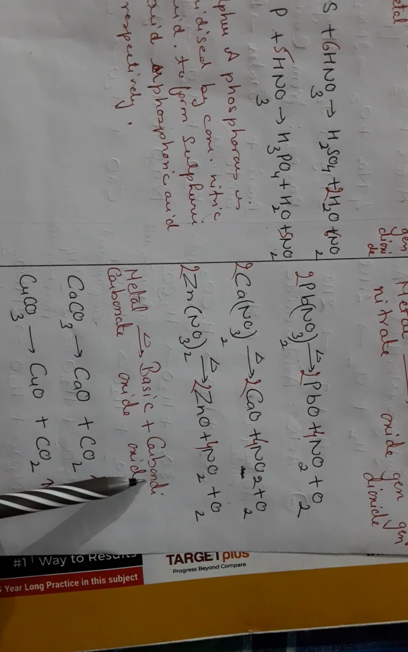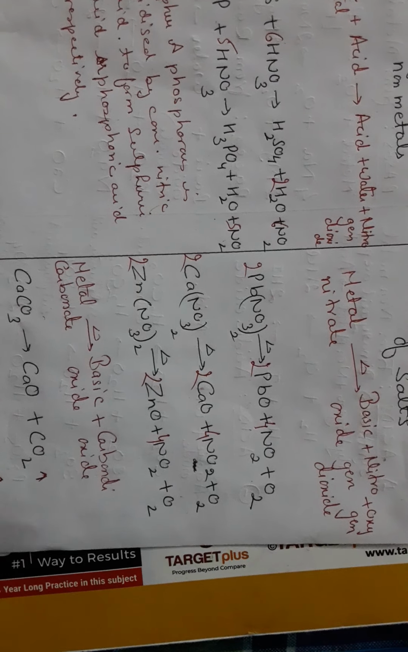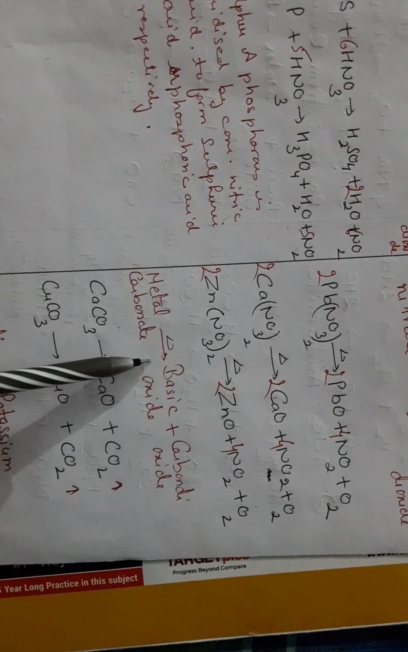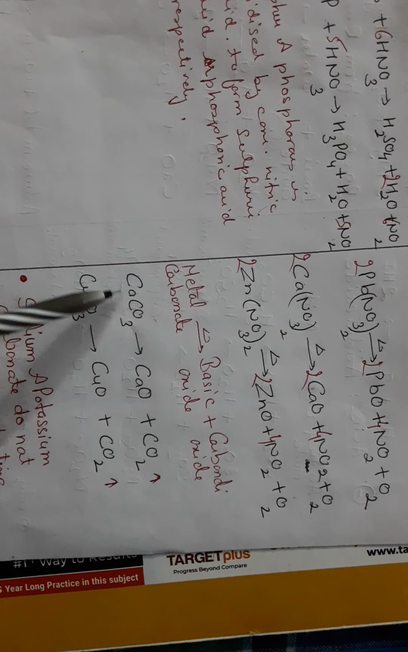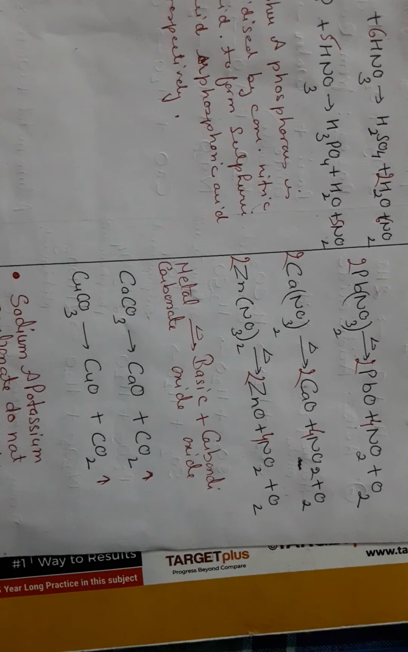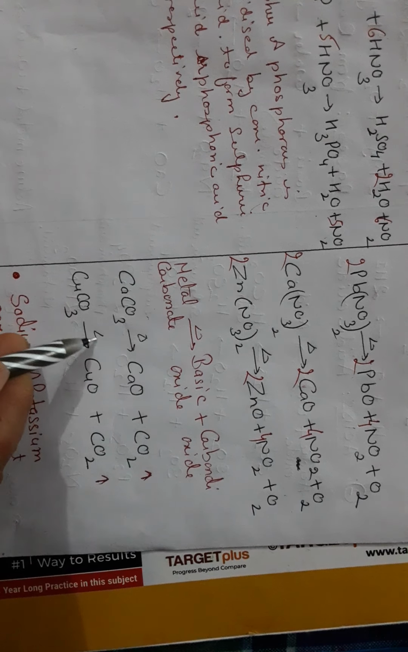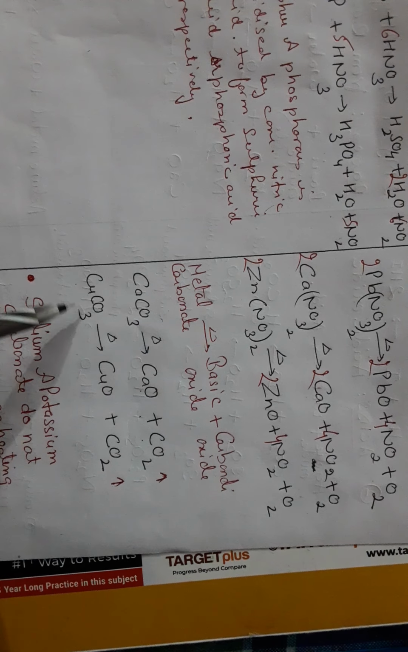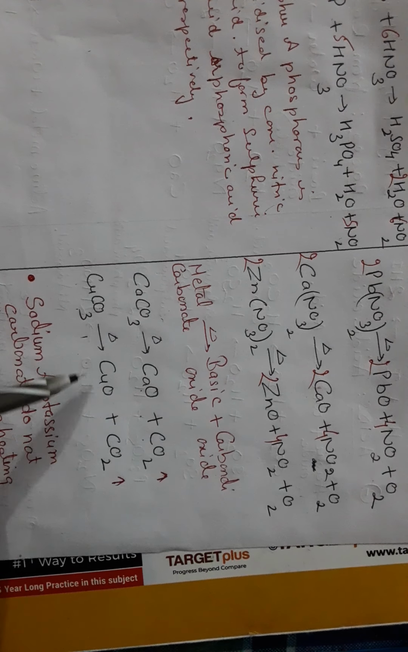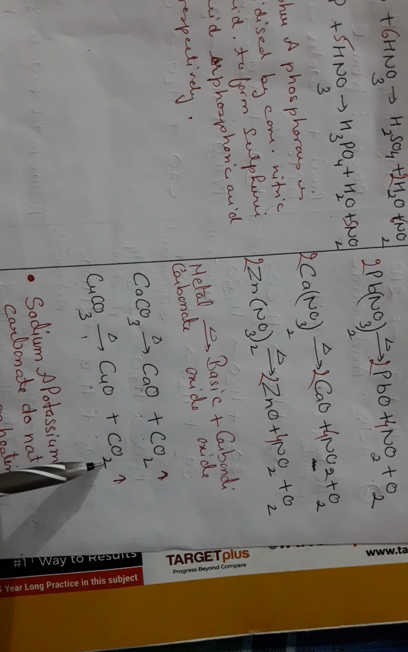But when a metal carbonate is heated, basic oxide plus carbon dioxide gas is liberated. Here oxygen gas is not liberated. Calcium carbonate, when heated, gives calcium oxide plus carbon dioxide gas. And when copper carbonate is heated, it gives copper oxide and carbon dioxide gas.